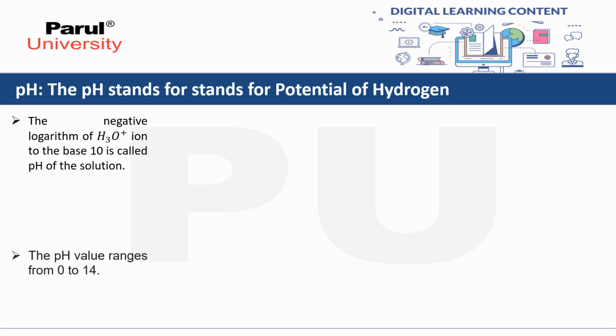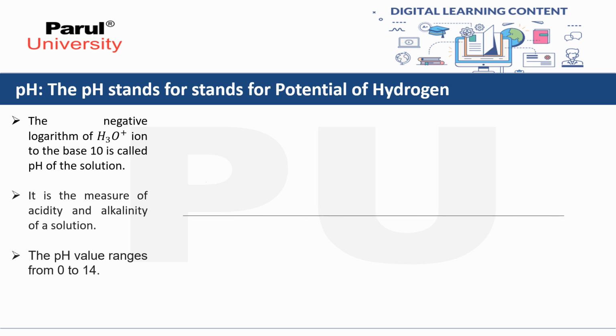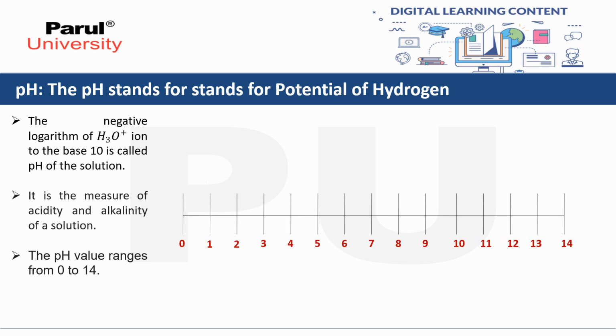Now what is pH? The pH stands for the potential of hydrogen ion. The negative logarithm of H3O plus ion to the base 10 is called the pH of the solution. It is the measure of the acidity and alkalinity of the solution. The pH value ranges from 0 to 14, as shown in the diagram.